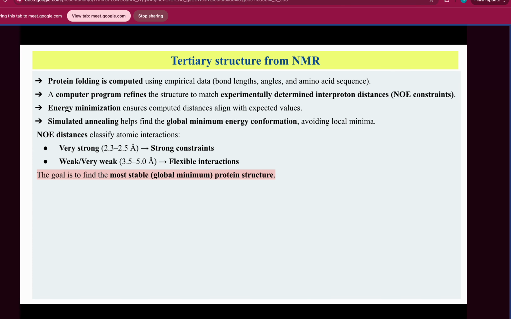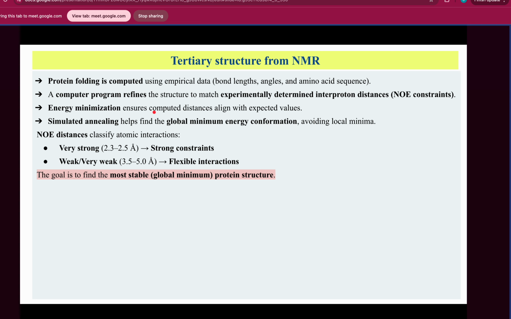Now moving from secondary to tertiary structure. Protein folding is computed using the empirical data, because in NMR we get the bond lengths, angles and amino acid sequence. So we have a computer program which refines the structures to match the experimentally determined interproton distances, because we need to check whether the differences we observe in the experimental data match what we have theoretically, what we already know about the spacing between each atom. So that thing we need to refine.